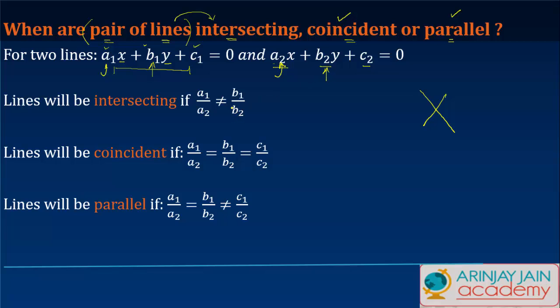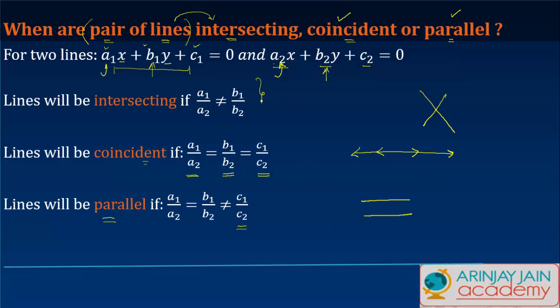The lines will be coincident, which means they are coinciding, if a1 upon a2 is equal to b1 upon b2 is equal to c1 upon c2, and graphically they will look something like this. They are coinciding with each other. And they will be parallel if a1 upon a2 is equal to b1 upon b2 but not equal to c1 upon c2. So it will look something like this, with the two lines parallel.